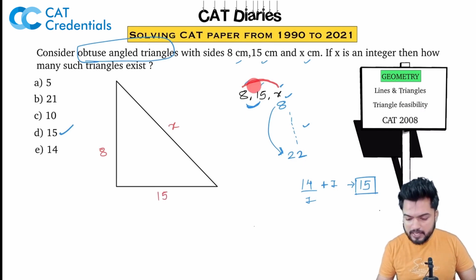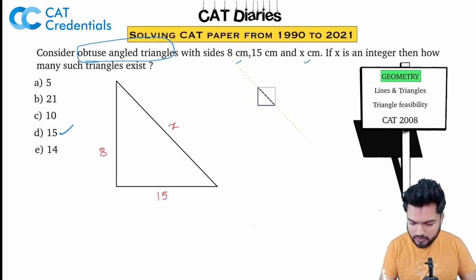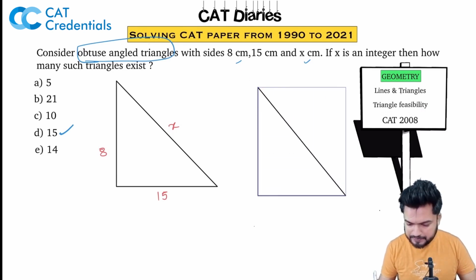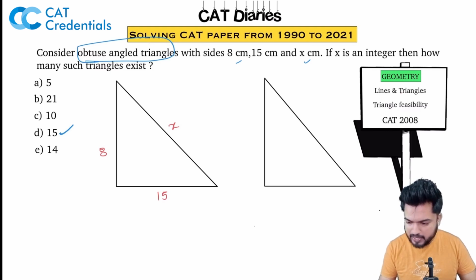Okay, but then there is also a possibility that x is not the hypotenuse. First, I'm thinking right angle triangle. From that I'll derive the obtuse angle triangle. So let's make one more right angle triangle, because this will help me think how many are obtuse angle triangles. That's why I start with this.